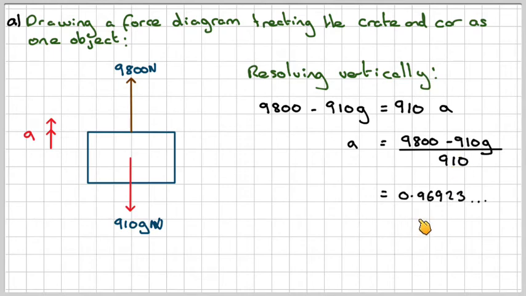That gives A being 0.96923, which is 0.969 meters per second squared to three figures, but more useful would be to press the S to D button on your calculator and get a fraction, 63 over 65 meters per second squared, so that we can use it again.